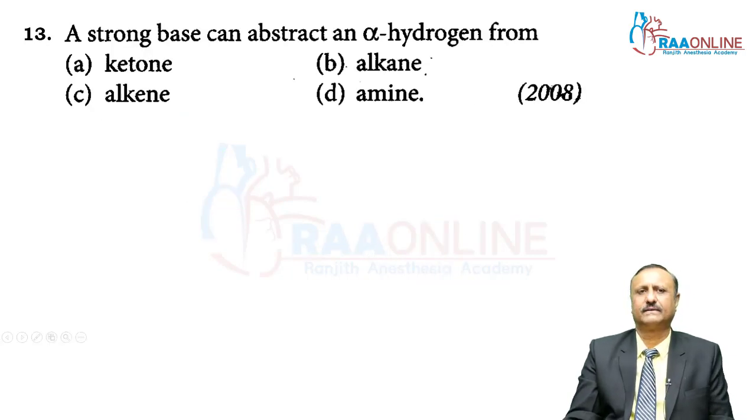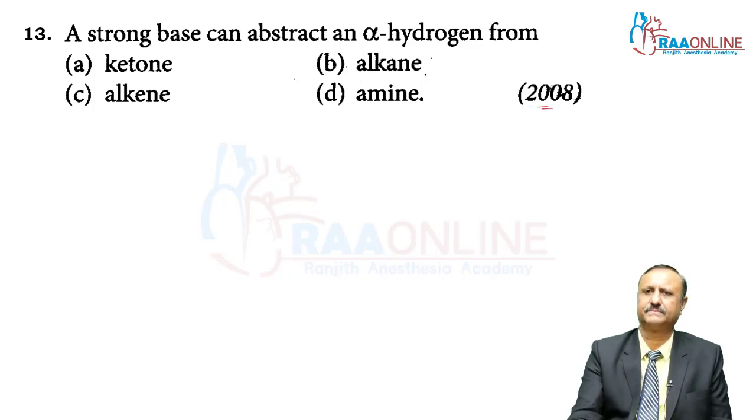Now let's see question number 13, which was asked in 2008: a strong base can abstract an alpha hydrogen from. The question is, alpha hydrogen is removed from which compound. My dear students, first of all, you can draw the structure. The structure of A is CH3 C O CH3. Ketone means acetone, the first member of the ketones is acetone, my dear students.